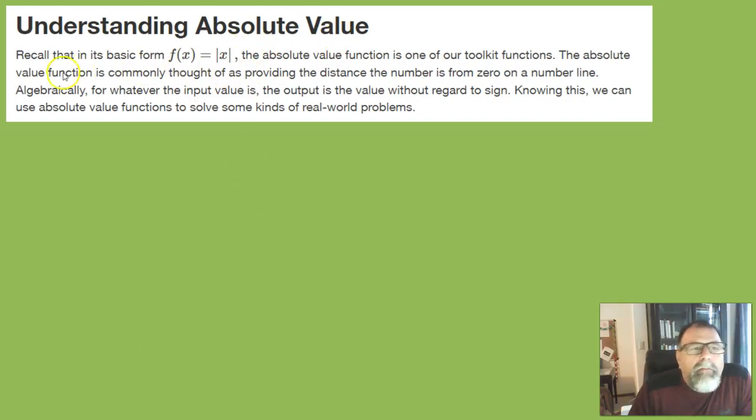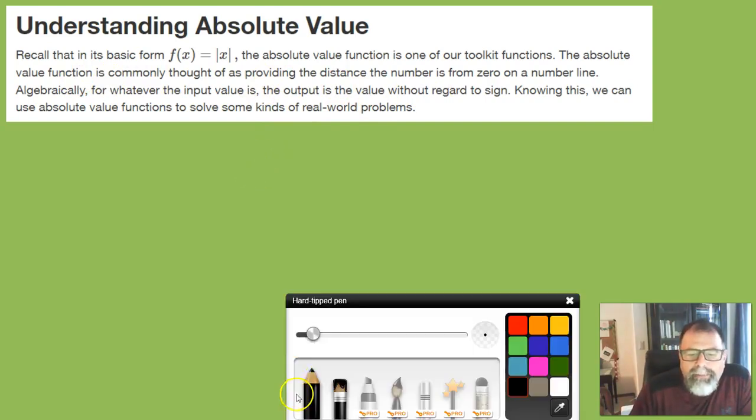Understanding absolute value. Recall that in its basic form, f of x is equal to absolute value of x. The absolute value function is one of our toolkit functions. So again, this is worth pointing out here. This is one that we should become really familiar with. The absolute value is commonly thought of as providing the distance the number is from 0 on the number line. So we think of it as distance.